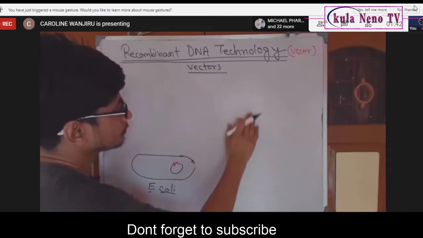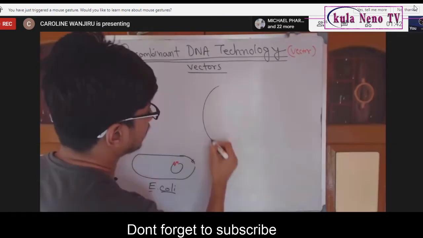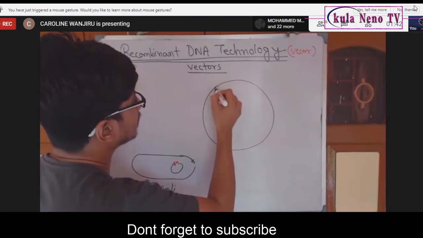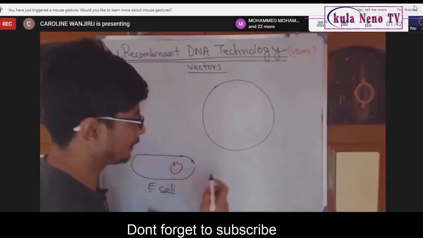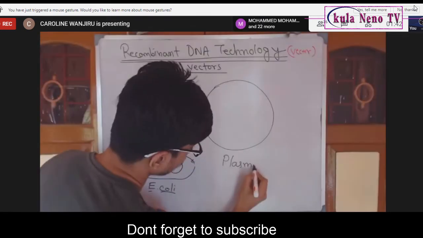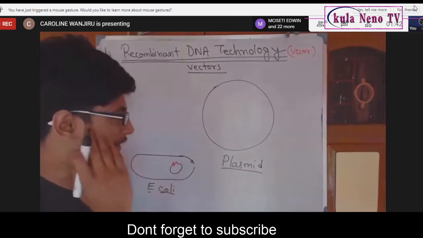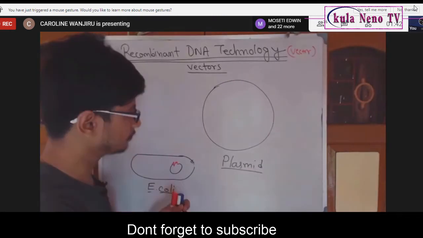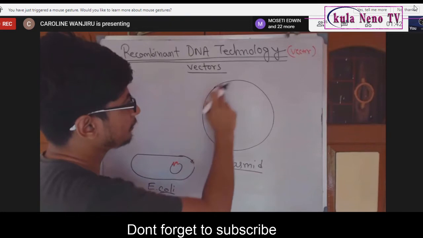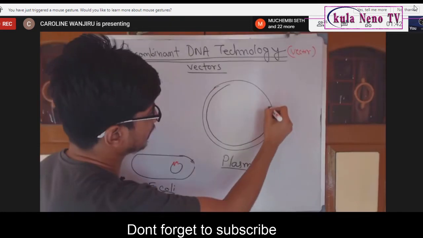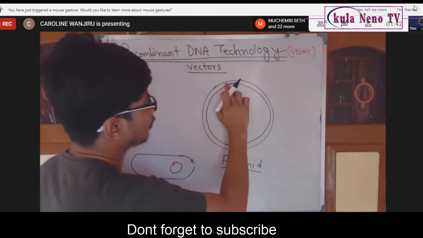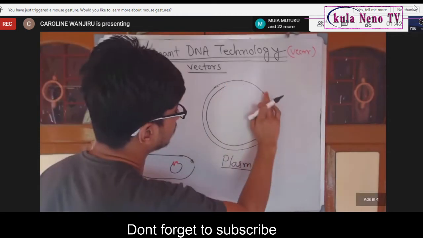If I draw a vector, the most common type of vector is the bacterial plasmid. If you look at the bacterial plasmid, it's a circular double-stranded DNA capable of self-replication. Why? How is it capable of self-replication?